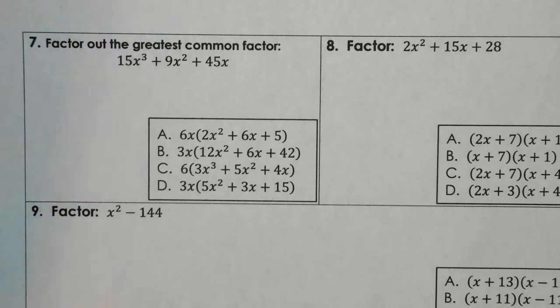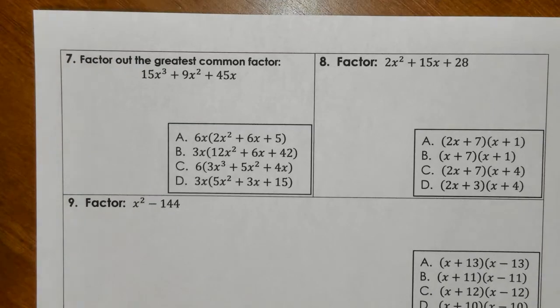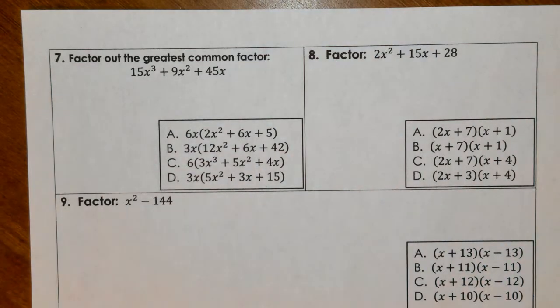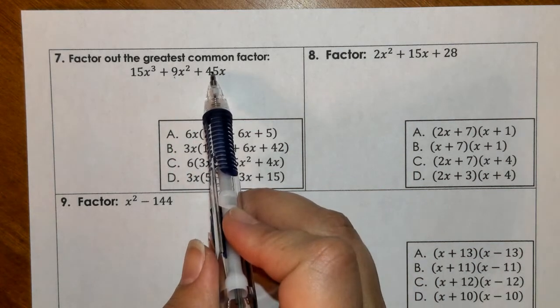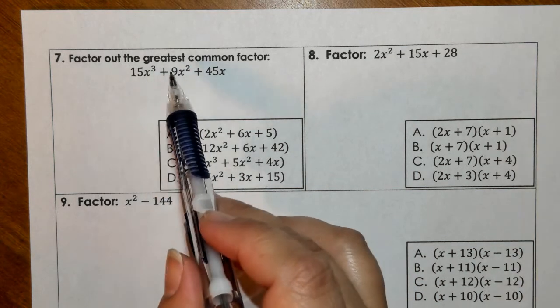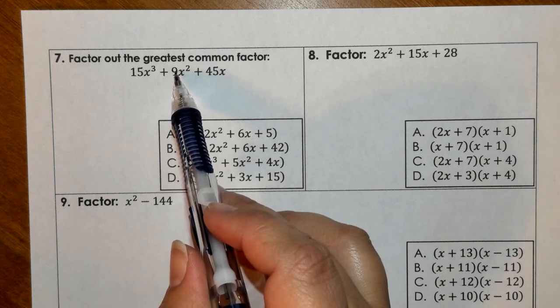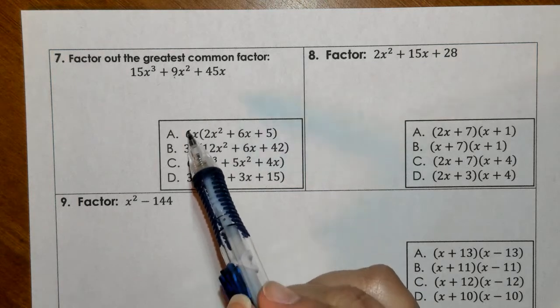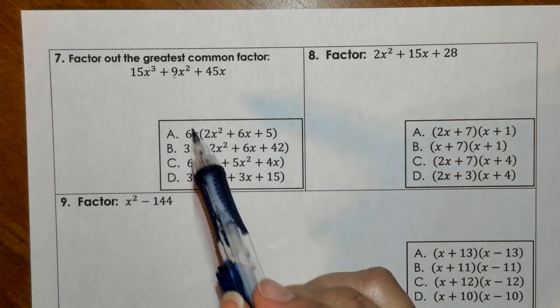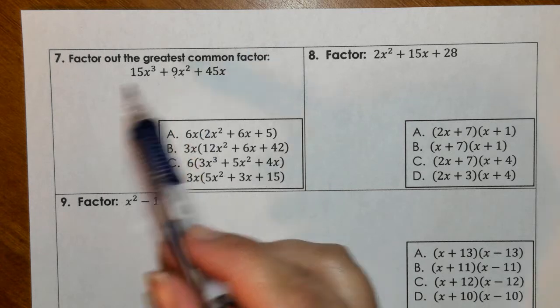All right, so number 7 says find the greatest common factor. Okay, so the greatest common factor of 15, 9, and 45. Well, I know that 9 can go into 45, but it can't go into 15. So if I think about 9, the only other number that goes into 9 would be 3 or 1. And I'm not going to use a 1, obviously. I can see right here I'm going to use 3 or 6. But I am going to say 3. 3 can go into everything here.